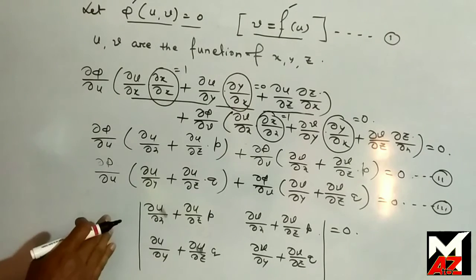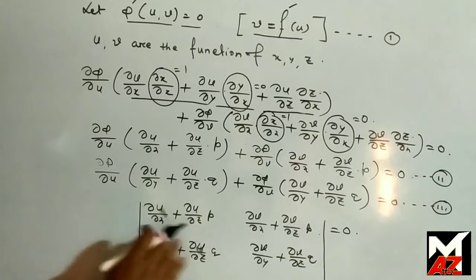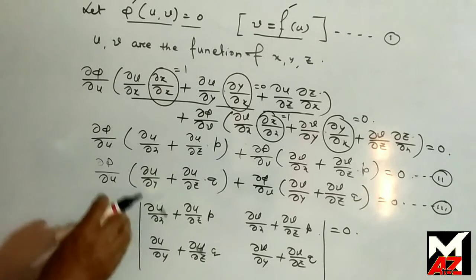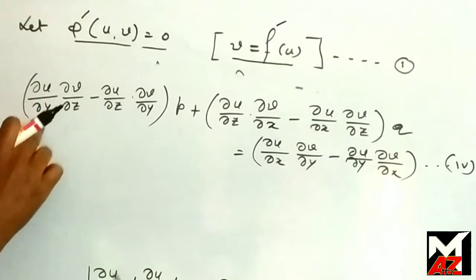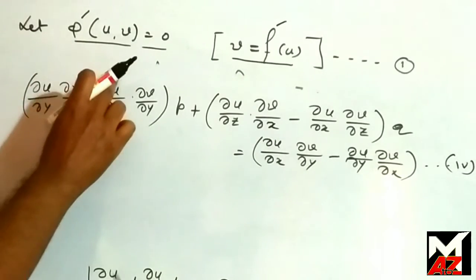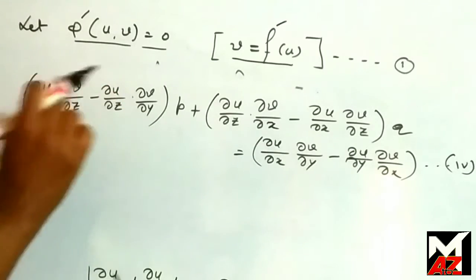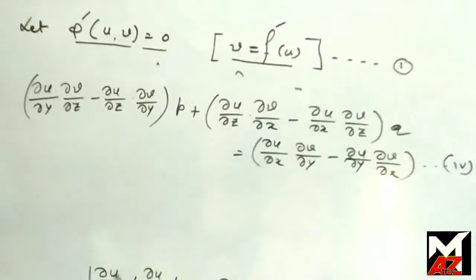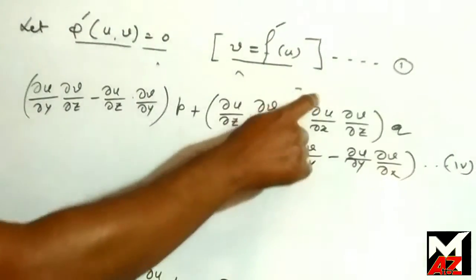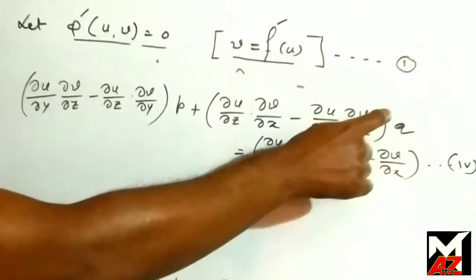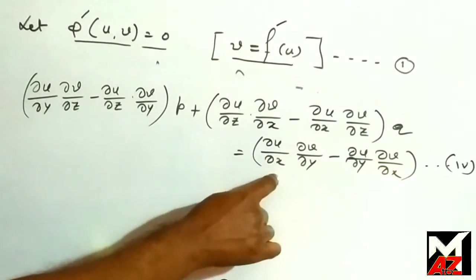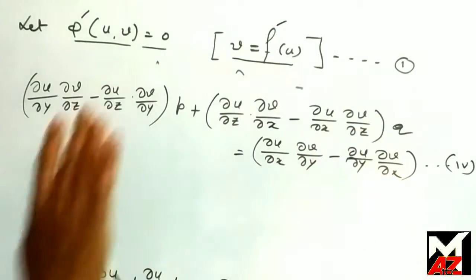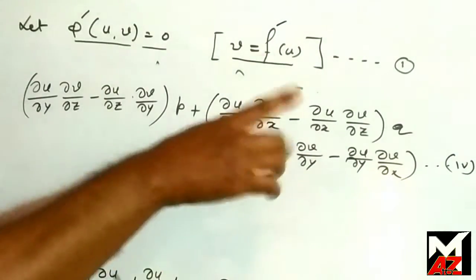And by expanding this determinant, we get the result as del u by del y into del v by del z minus del u by del z into del v by del y, into p, plus del u by del z into del v by del x minus del u by del x into del v by del z, into q, equal to del u by del x into del v by del y minus del u by del y into del v by del x. And this is 4.